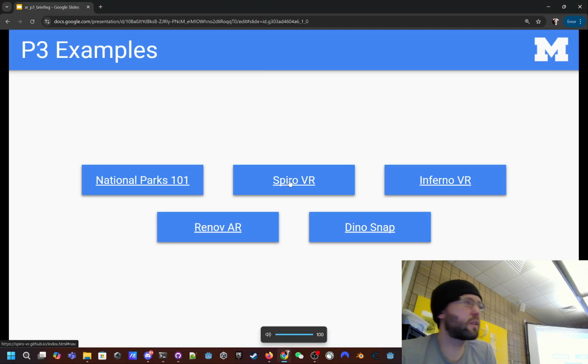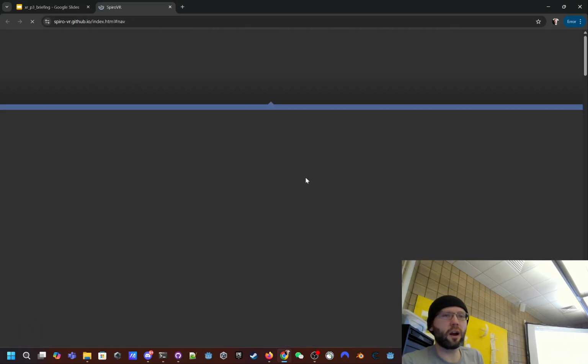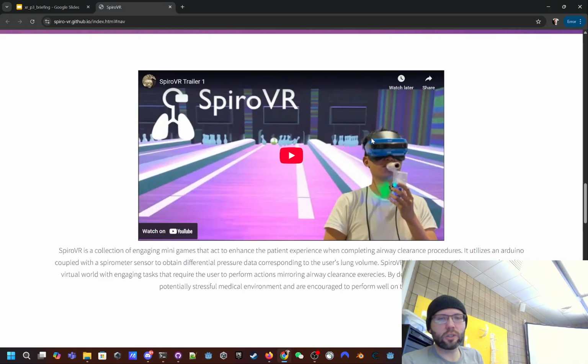Spiro VR. This is an exceptional one. It makes use of hardware, actually. This was a Unity VR app that was hooked up to basically a device that measures your breathing, your capacity of your lungs. And so they used what are the cool little embedded devices? Arduino. They used an Arduino to detect your breathing and fed that information into Unity in order to make a really cool VR game. A VR-based breathing test and exercise suite. Let's take a look.